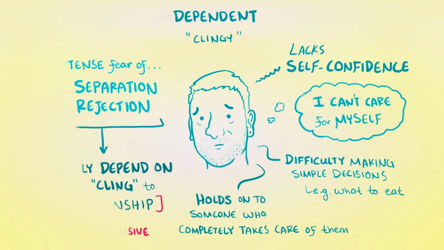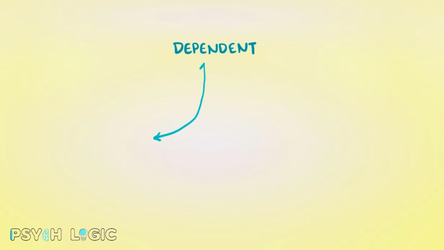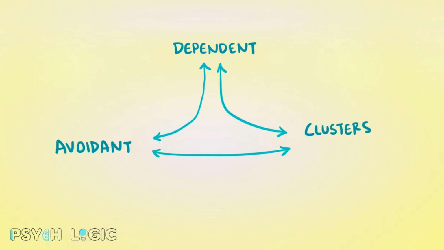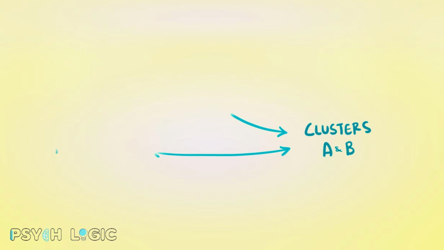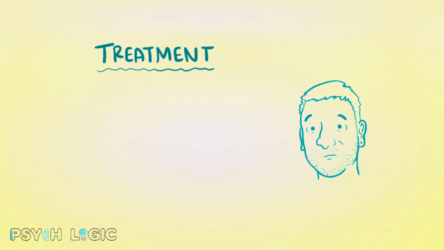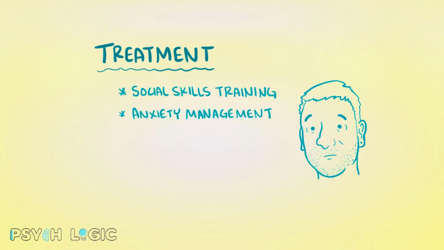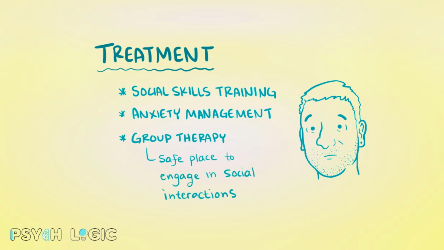Now, there's considerable overlap between diagnostic categories for the personality disorders. For example, people with dependent personality disorder often meet the diagnostic criteria for avoidant personality disorder. And there's also overlap with personality disorders in clusters A and B as well. Treatment for cluster C personality disorders typically includes social skills training and anxiety management. Group therapy can be particularly helpful for these people as well, since it provides a safe place through which they can practice engaging in different social interactions.